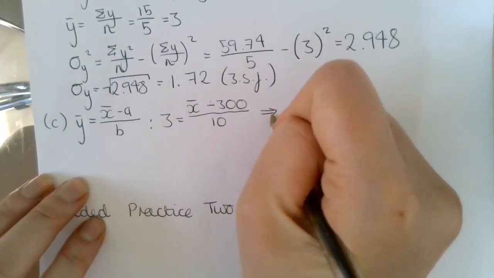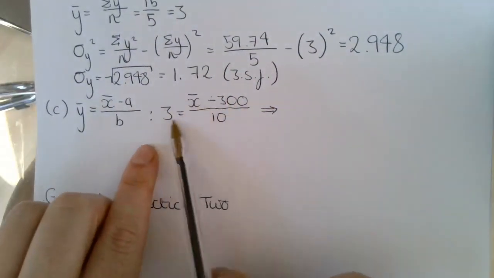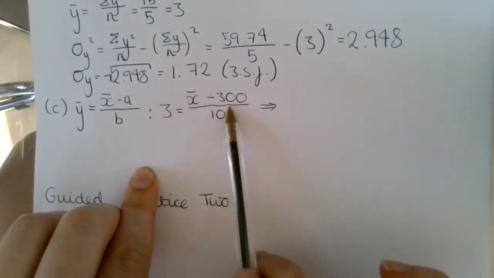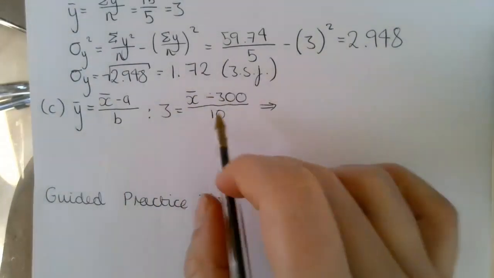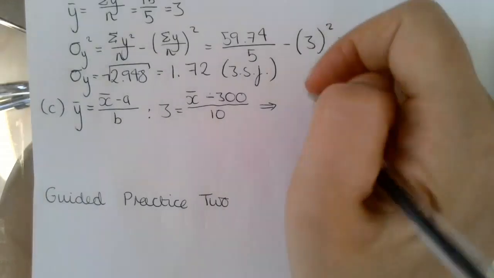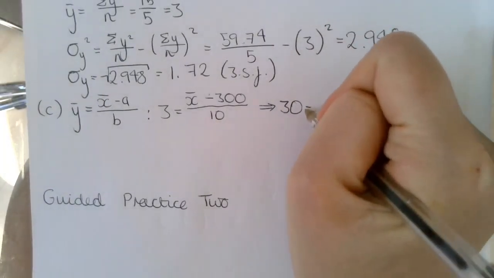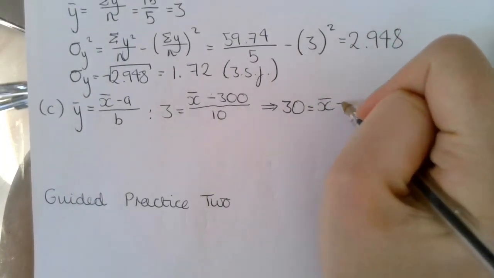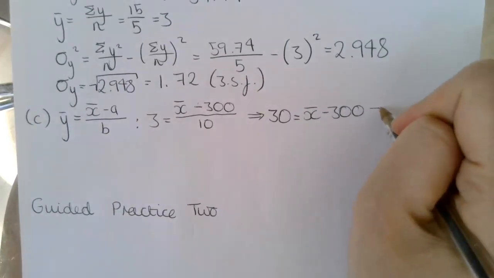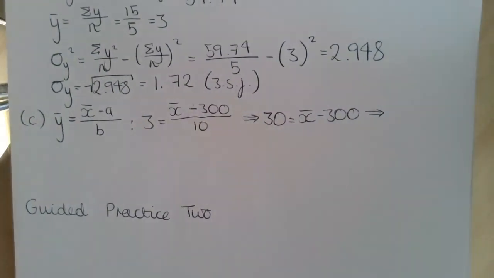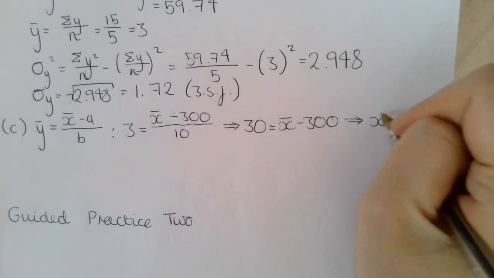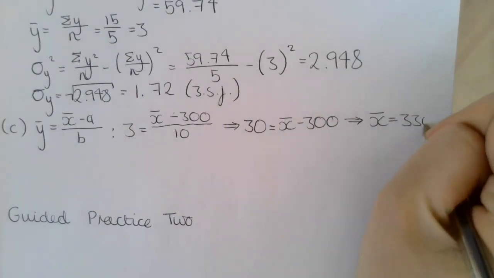So first of all, we're going to rearrange this to find out what x bar is equal to. We're going to start by multiplying each side by 10, so we get 30 is equal to x bar subtract 300, and then add 300 to both sides. We get that x bar is equal to 330.